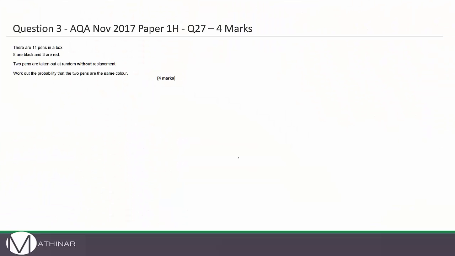Question 3. This has been taken from the AQA, November 2017. It's paper 1 higher, and it was question 27 on that paper, which is worth 4 marks. There are 11 pens in a box. 8 are black, 3 are red. 2 pens are taken out at random without replacement. Work out the probability that the 2 pens are the same colour.